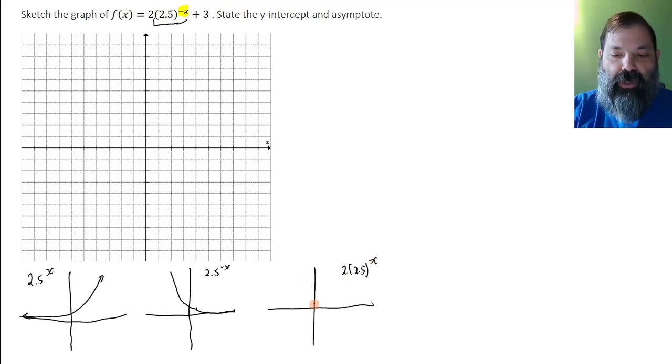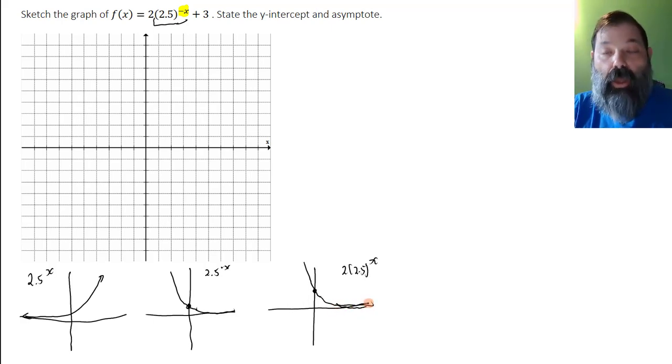is going to have the same basic shape, but instead of being at 0, 1, it's now going to be at 0, 2. But otherwise, it's going to have the same basic shape, and that should be asymptotic there. And so then finally, add 3 to that. That's going to take the entire curve, move it up 3 units. So now, 2 times 2.5 to the negative x plus 3.